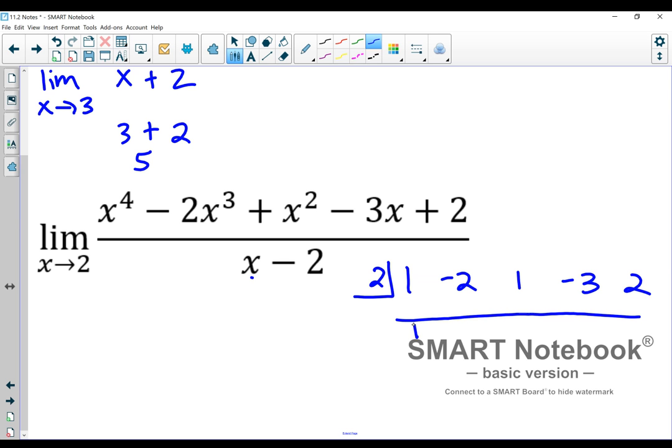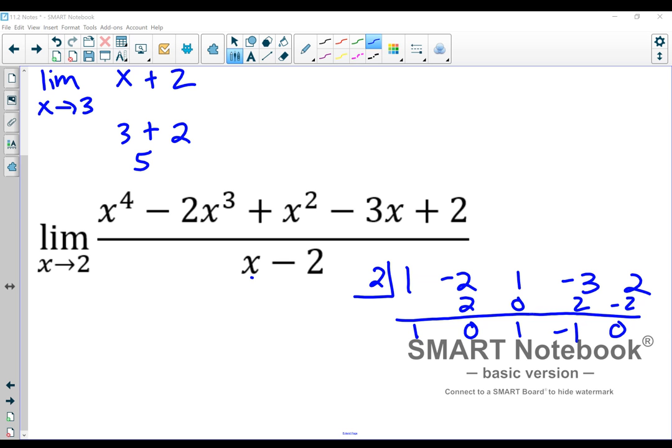I'll bring the 1 down. 1 times 2 is 2. Add, I get 0. Multiply, 0. Add is 1. Multiply is 2. Negative 1, negative 2, 0. So it turns out it was a factor. X minus 2 is a factor.